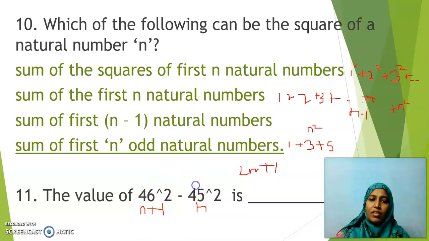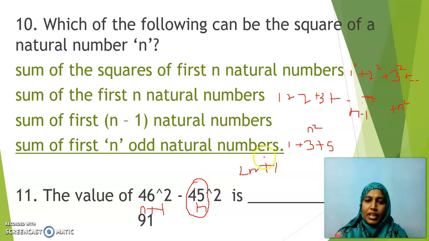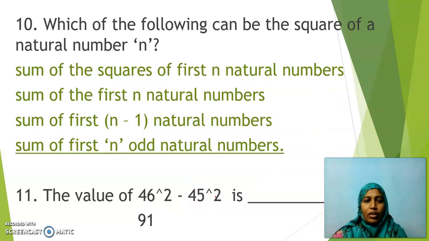Compare this and tell me what is the value of n? 45. So what is 2n? 45 into 2? 90. 90 plus 1? 91. Is it clear, my dear children? If they ask you to find the difference between the squares of two consecutive numbers, the formula is 2n plus 1. No need to have the formula as such in your mind. Just think logically and try to have it. Okay. So you have to practice more.